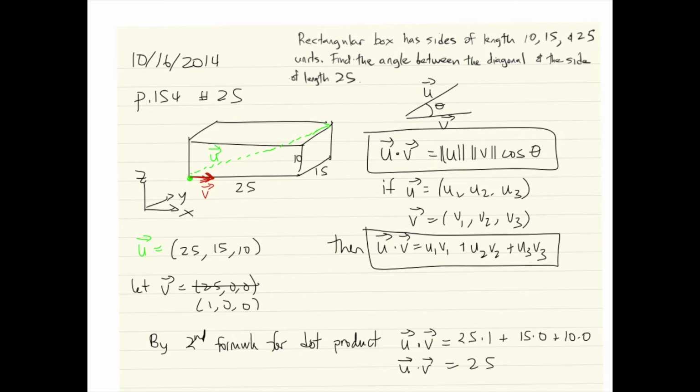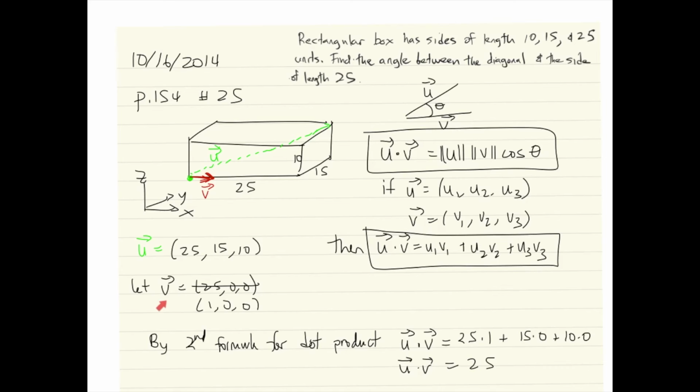So one vector is the vector that starts at one corner of the box and ends at the other, so that's the diagonal of the box. I'm going to choose a coordinate system that has this corner of the box at the origin, and so then this vector u in green that corresponds to the diagonal of the box has components 25, 15, and 10, because it's going 25 in this direction, the x direction, if you will, 15 that way, and 10 that way. I could have chosen to set up the coordinate system in a different way. As long as I'm consistent, it's fine.